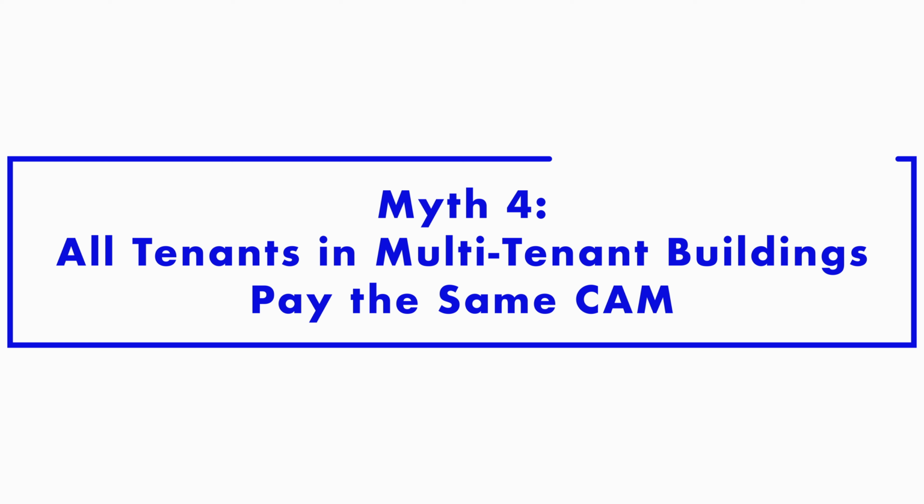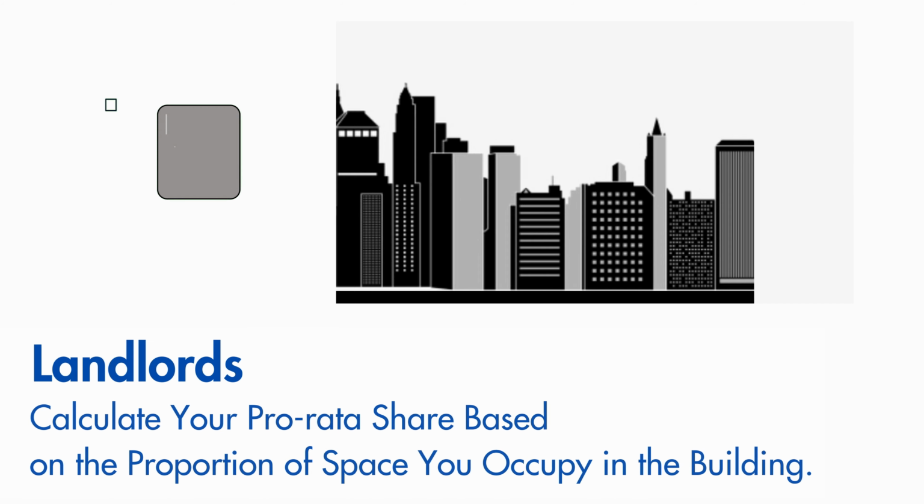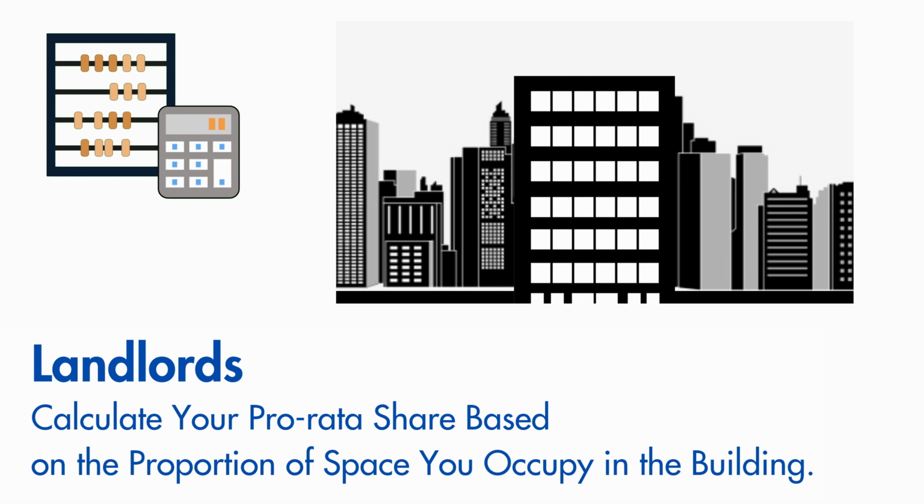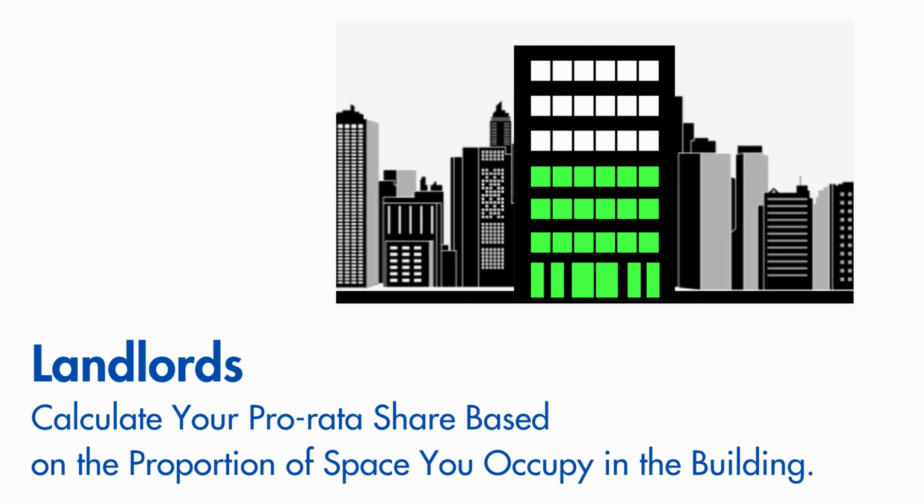Myth number 4, all tenants in multi-tenant buildings pay the same CAM. Not true. To determine your CAM payment, landlords calculate your pro-rata share based on the proportion of space you occupy in the building. This ensures fairness in cost allocation. Each tenant contributes based on the percentage of the building that they occupy.